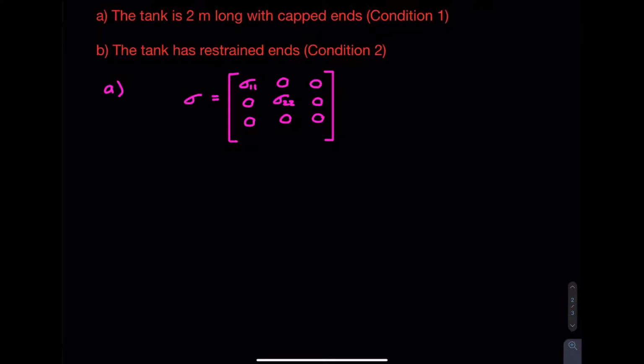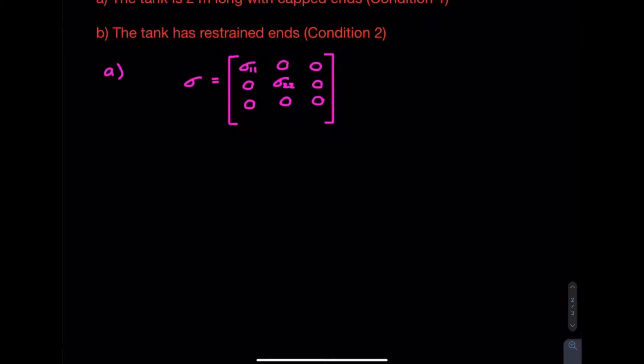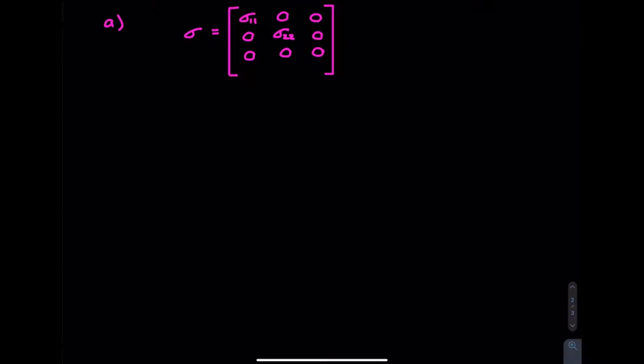So I'm going to come down a bit more and say, for condition 1, my sigma 1,1 is actually very easy to determine in the sense that it's going to be the pressure times R all divided by 2 times the wall thickness. So what I'm going to do is come over again and say, I know that my pressure was 40 MPa. That comes directly from the question. And my radius is 0.5 meters.